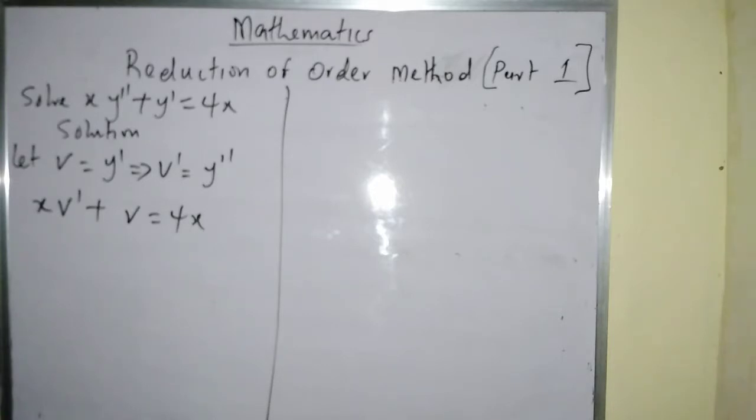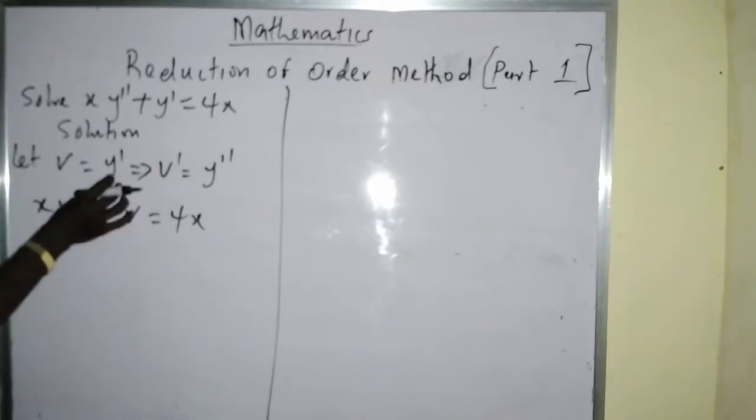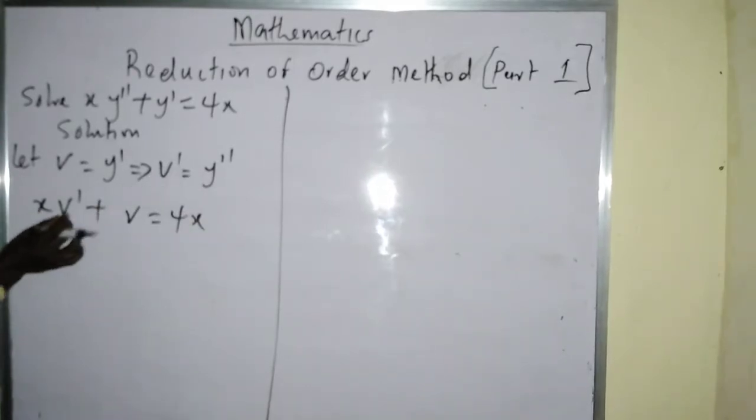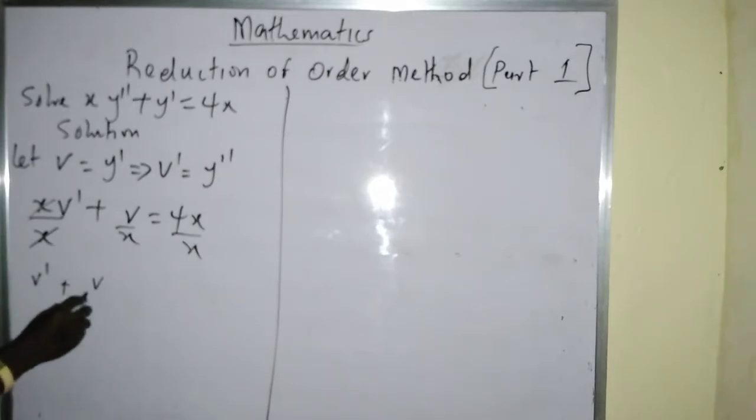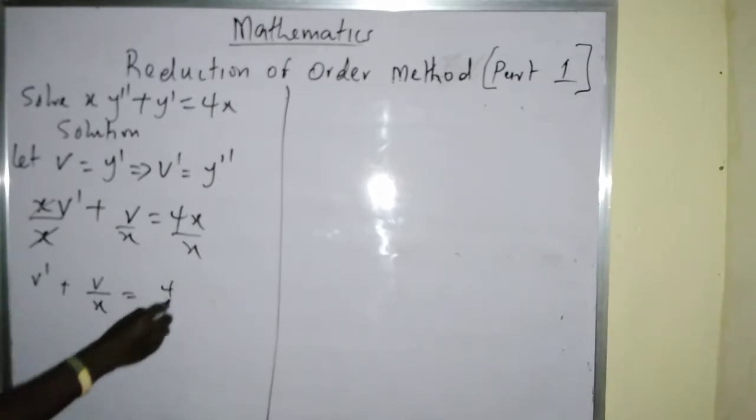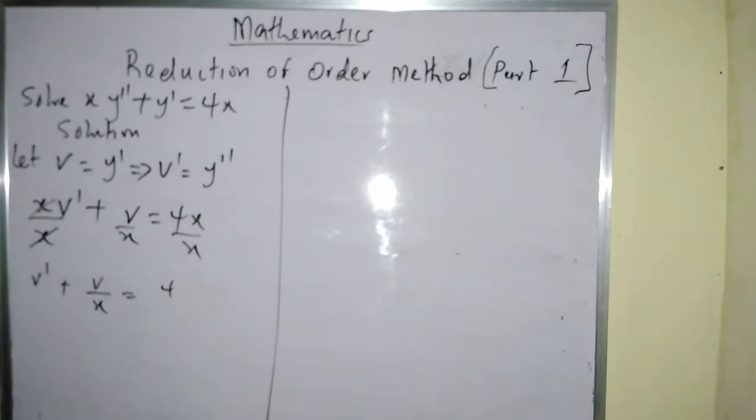Since I have substituted this for this, and this for this, I will now work towards my integrating factor method. How will I achieve it? Divide all by x. This will give us v prime plus v over x equals 4. Since I have this, I will now go by my integrating factor.